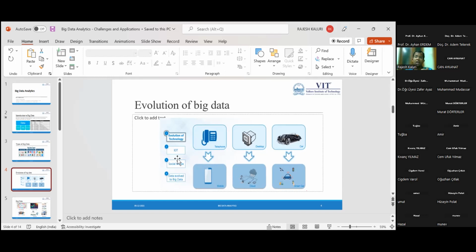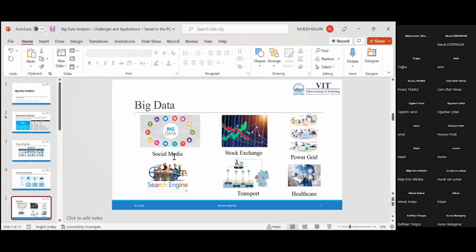Because people are working with it, n number of times they are repeating it, and thereby it is happening. That is also one of the points which I wanted to highlight. Then another point is an example of big data, especially in the stock exchange.